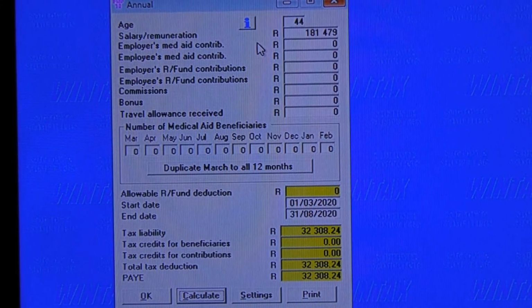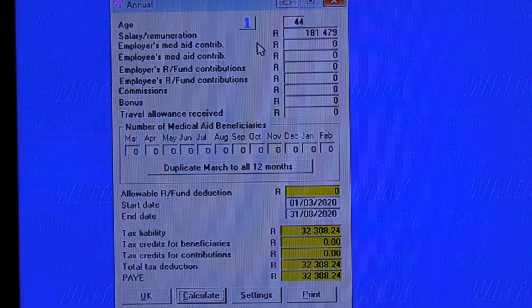Of course, if the employee never worked again in the rest of the year, then the assessment would say that the taxpayer only earned 181,479 Rand in the whole year, and in that case the tax liability should have been 17,708 Rand and 22 cents for the full year. As the tax deducted in this case was 32,308 Rand and 24 cents, this would mean the taxpayer would be due a refund of 14,600 Rand and 2 cents on his assessment.